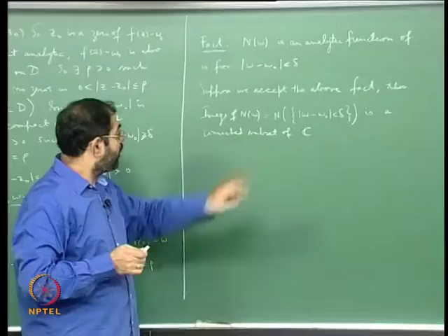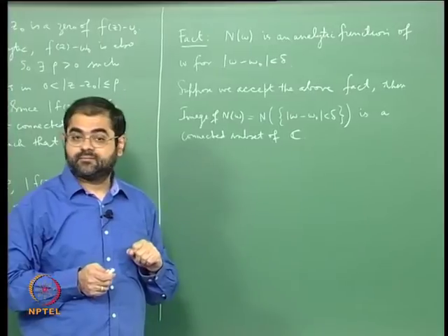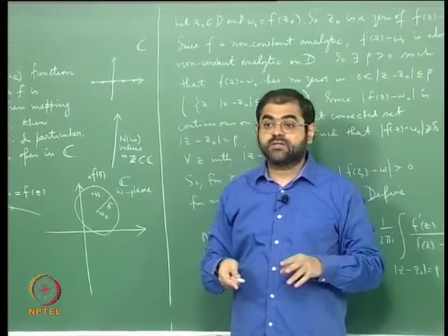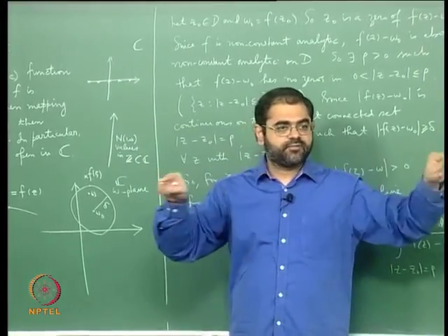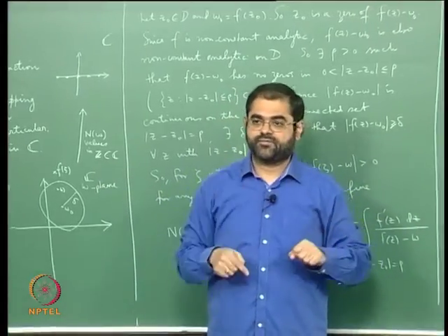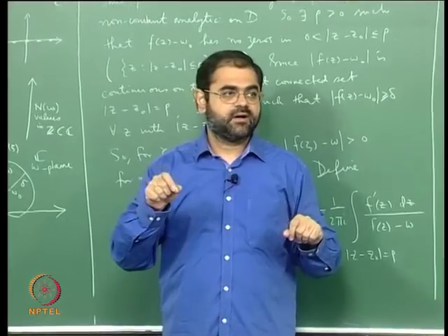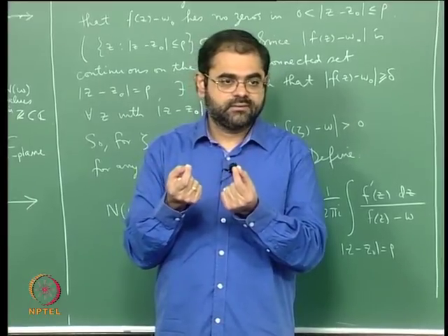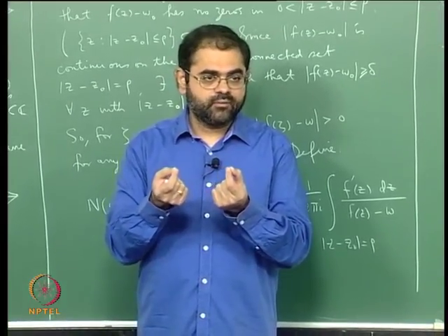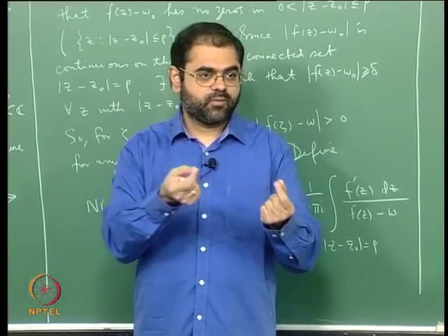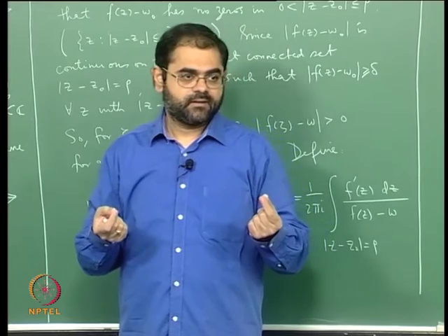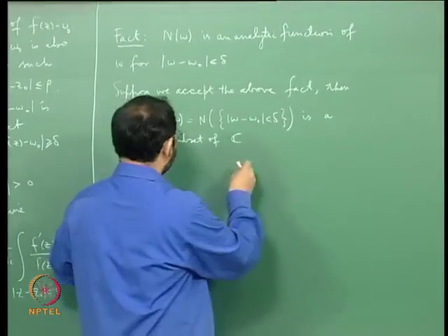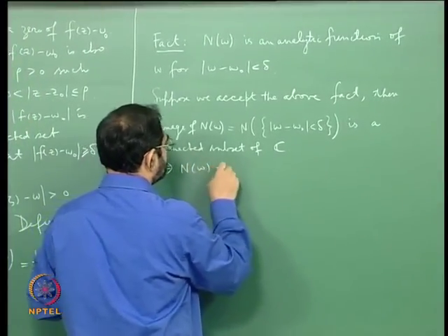But mind you, what are the values it's taking? The values it's taking are integer values. Okay, so you are going to get a connected subset of integers. But you know, the integers are discrete points. The only connected sets are the individual points. Okay, the only connected subsets of the set of integers are the singleton sets. If I take a subset having more than one point, that will be disconnected, because it can be broken down into a union of single points, and each single point is closed and is also open because it's the discrete topology. Okay, so there is some topology here. So this implies that n of w is equal to a constant integer.